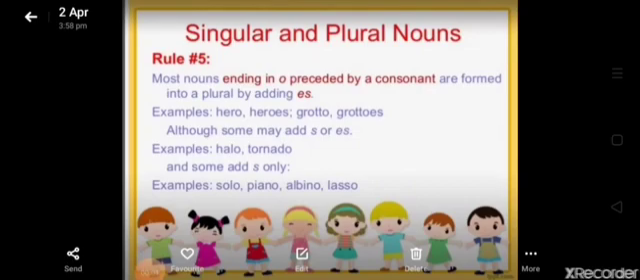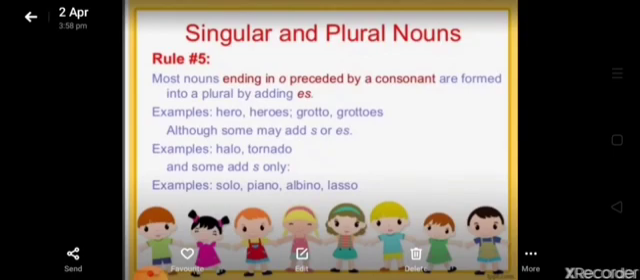Now, we can understand by taking the example of hero. Hero is a word which ends with o, and before o, in this spelling, the r is there. R is a consonant. In a simple way, we can understand when the noun ends with a vowel and before the vowel we have a consonant. So, whenever we are making the plural form, we add es. The examples are hero, heroes; grotto, grottos.